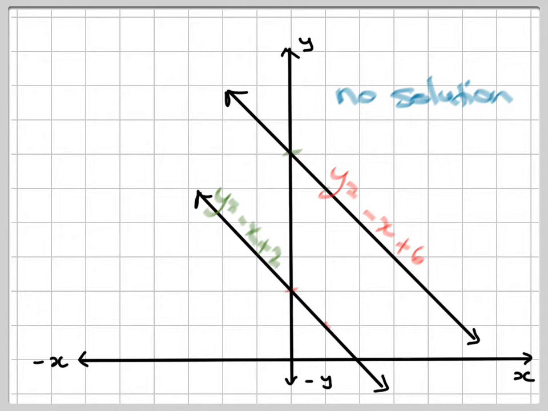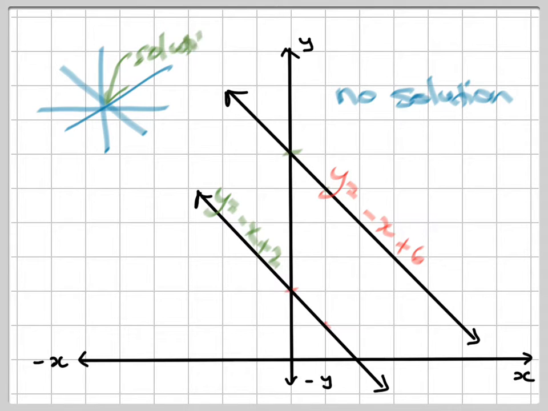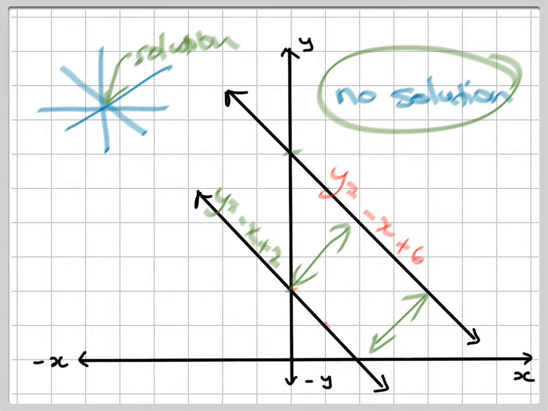Okay, so hopefully that's a little bit clearer for you. The ones who normally have a solution would be like we did in our previous one, where they intercept somewhere, and they would cut across each other, and then that little point there where they cut across each other would be the solution. Okay, so today's one is the no solution, simply because they are parallel lines. They are never going to intersect with each other.